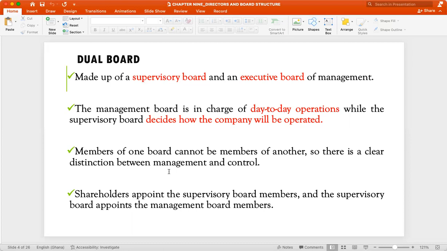All right. Shareholders appoint the supervisory board members, and the supervisory board appoints the management board members. Okay, so I think this is clear.